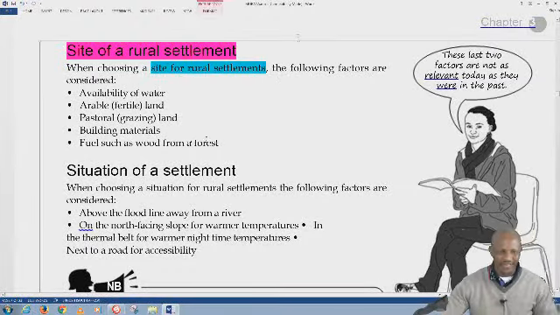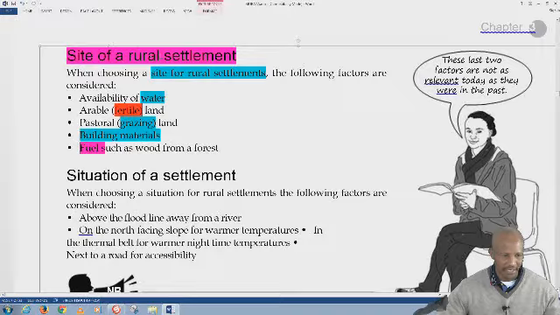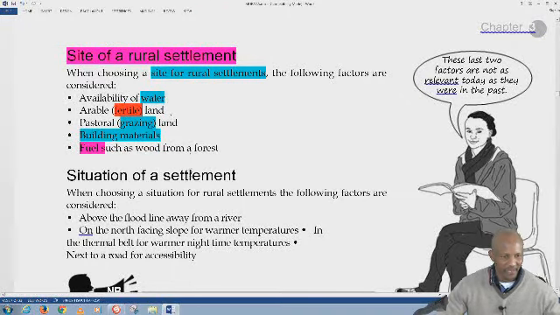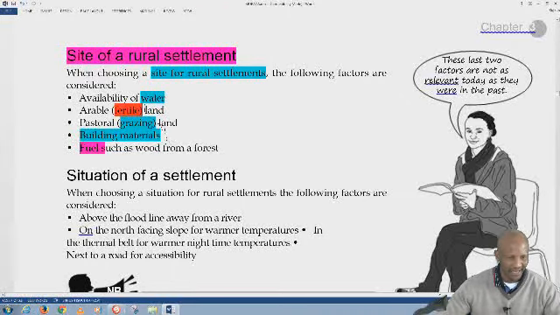So we say, when you choose a site in a rural settlement, you must make sure that there's availability of water, make sure that your land is fertile, make sure that there's pasturage, building material, and fuel, such as your wood, because you'll now be in rural areas.